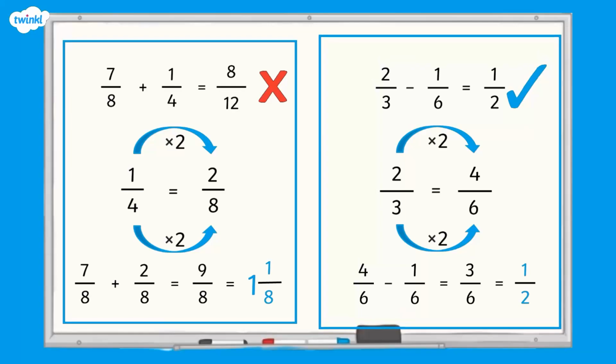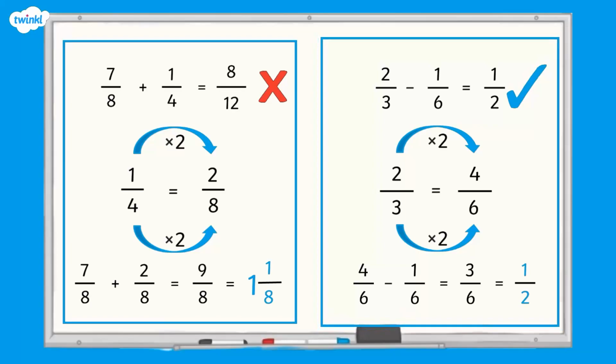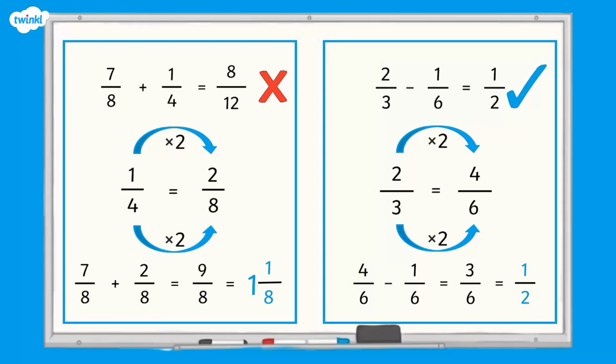2/3 subtract 1/6 equals half is true. 2/3 is equivalent to 4/6. 4/6 subtract 1/6 equals 3/6. 3/6 is equivalent to 1/2.